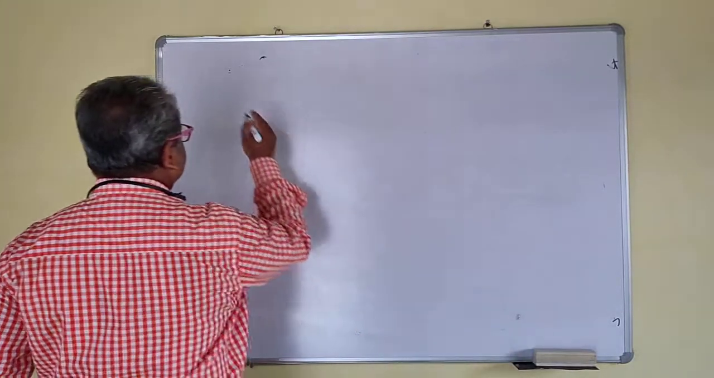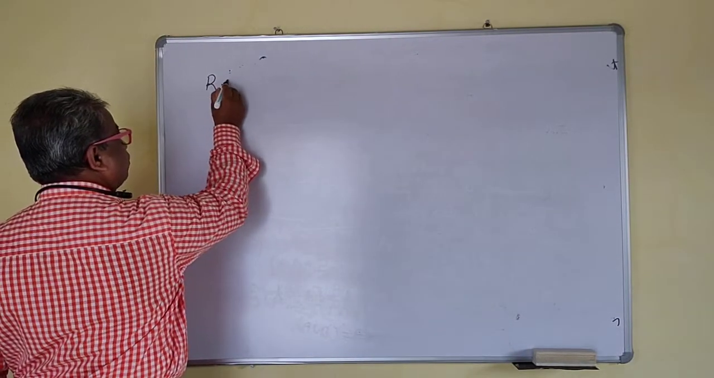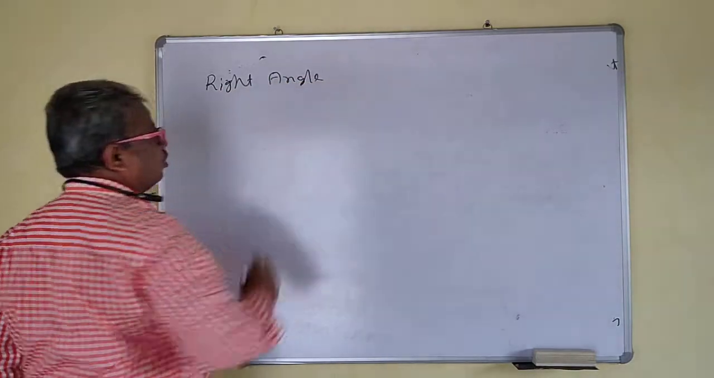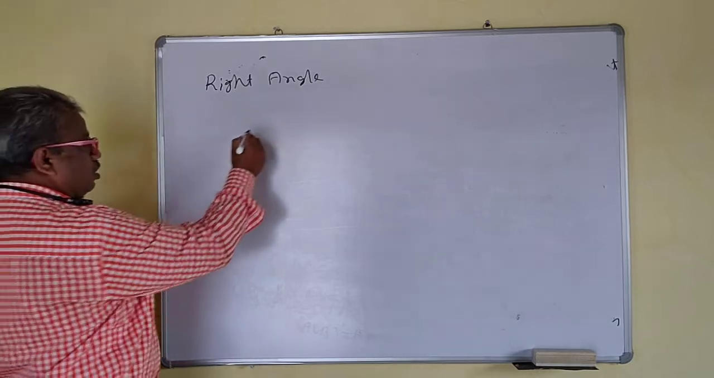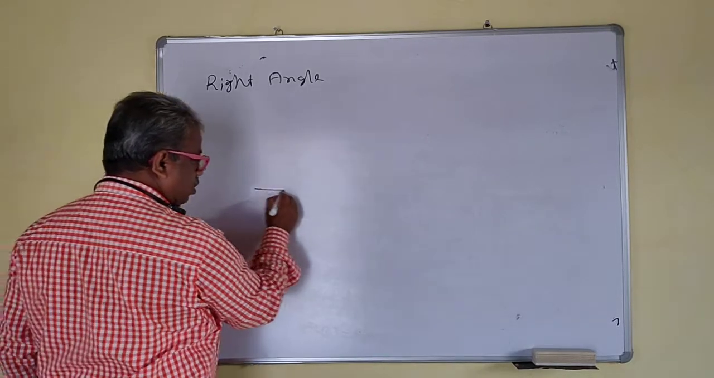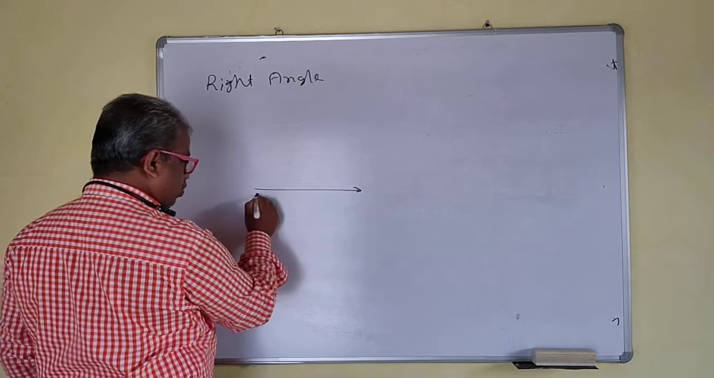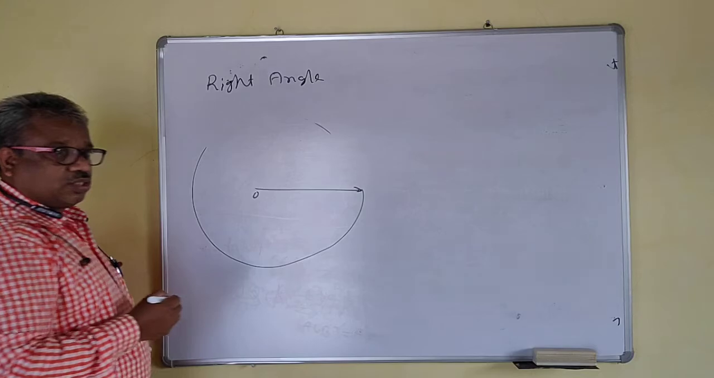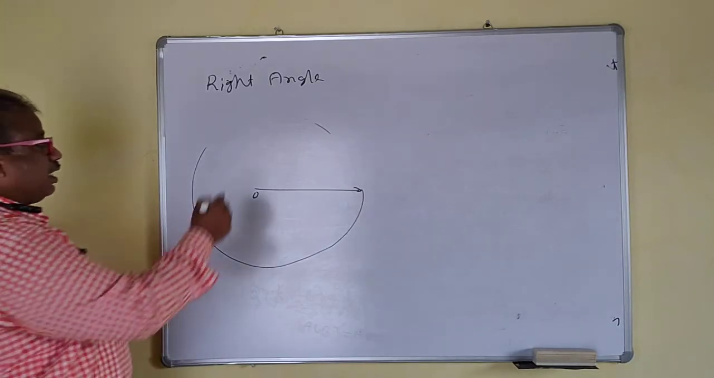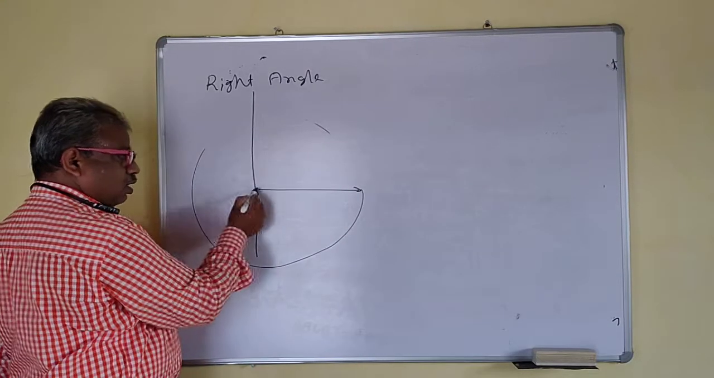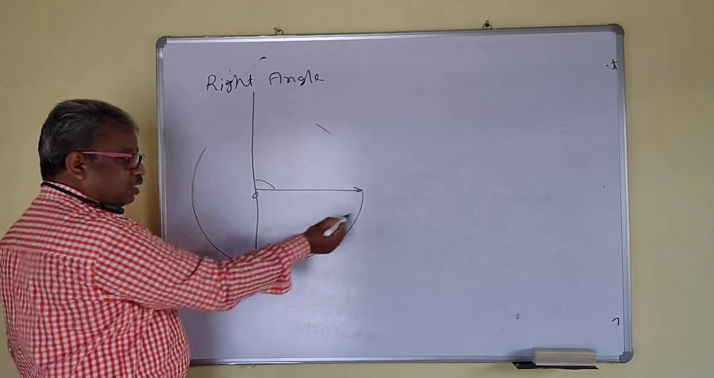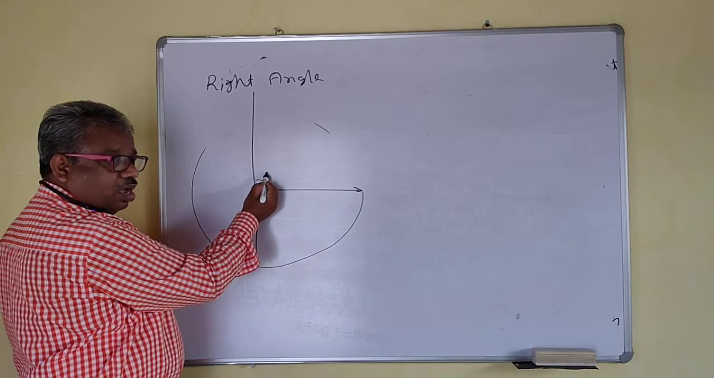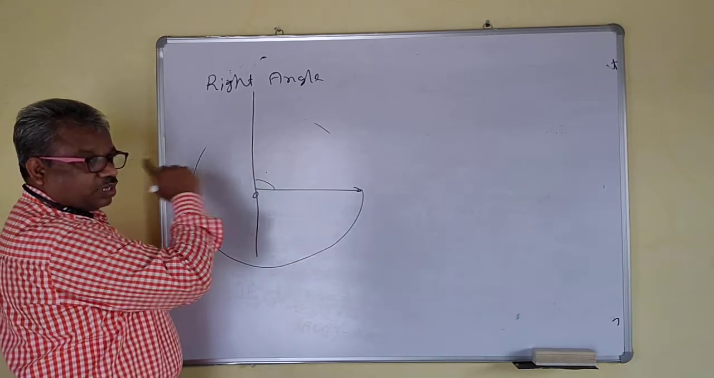Now we'll see right angles. So right angle means what? Suppose this is OA, right? This is rotated through an angle. This is one complete rotation. And right angle means what? This is the right angle. And see, this is one complete rotation, right? And this is 1/4 of one rotation, right?